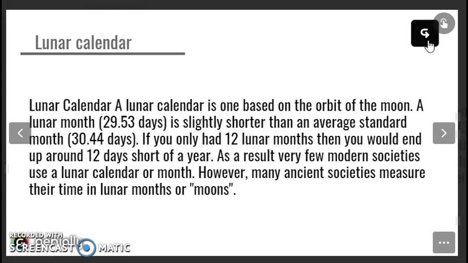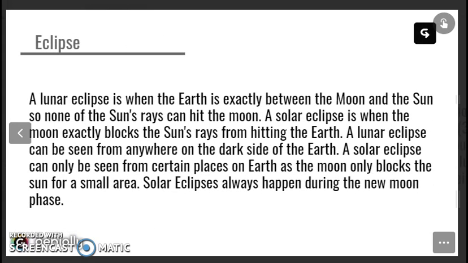And finally, eclipse. A lunar eclipse is when the Earth is exactly between the Moon and the Sun, so none of the Sun's rays can hit the Moon. A solar eclipse is when the Moon exactly blocks the Sun's rays from hitting the Earth.